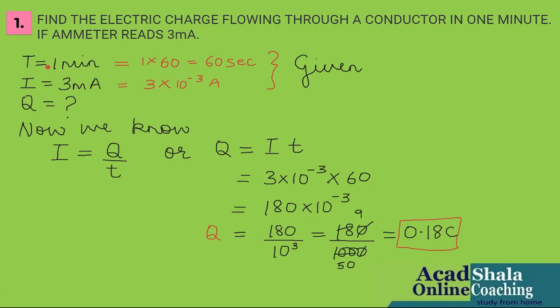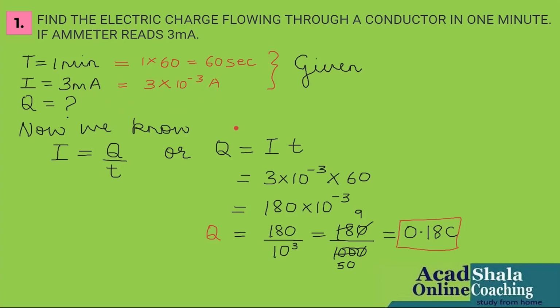Now, time is given, 1 minute. So I've written 1 minute over here. And I, that is current, is also given, but it is given as 3 milliamperes. Now I have seen in the numerical that these two things are given, which have to be converted into something to solve the numerical. What should I do for that? First point, I have to convert minutes into seconds and I have to convert milliampere into ampere.